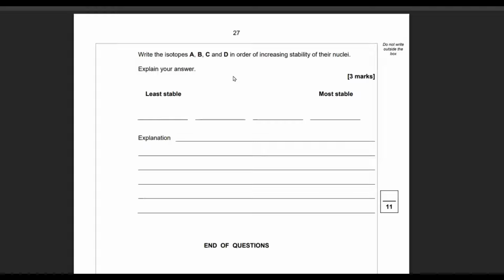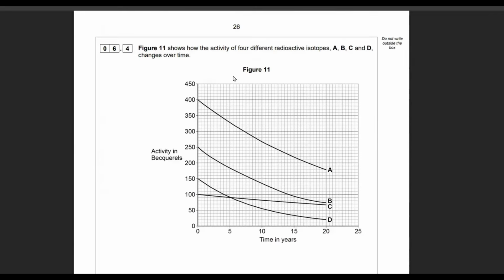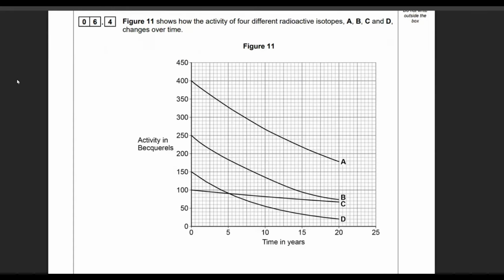Explanation. So we want to work out their half-lives. Basically, if you have a short half-life, you are the most unstable. So let's work out the half-lives of each one. Why don't you pause the video, have a go, try and work out all the half-lives and then put them in order. Shortest half-life is the least stable to the longest half-life, the most stable.